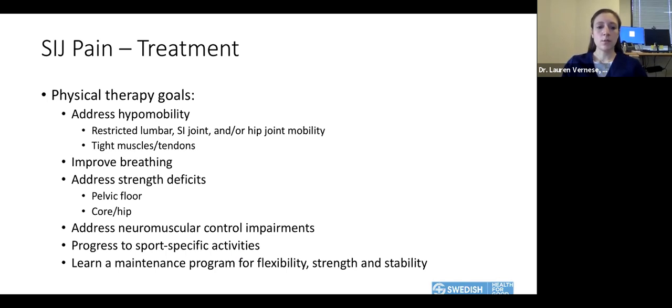And then we work on progressing to neuromuscular control impairment. So this is activating the right muscle at the right time. So improving that brain to the muscle connection. Then the physical therapist will work with the patient on progressing to sport-specific activities and then learning a maintenance program for home, mostly a combination of flexibility, stability, and strengthening. And this is the most important for long-term management of sacroiliac joint pain.